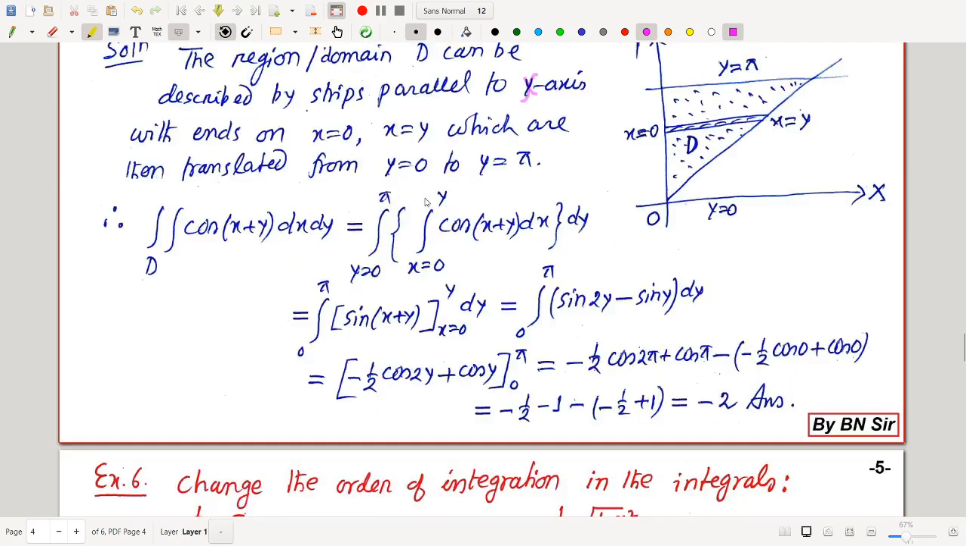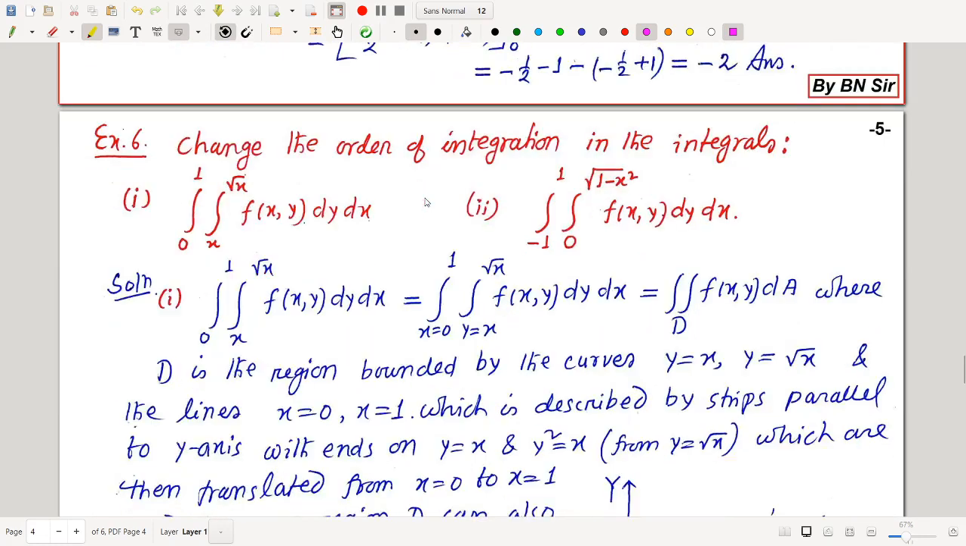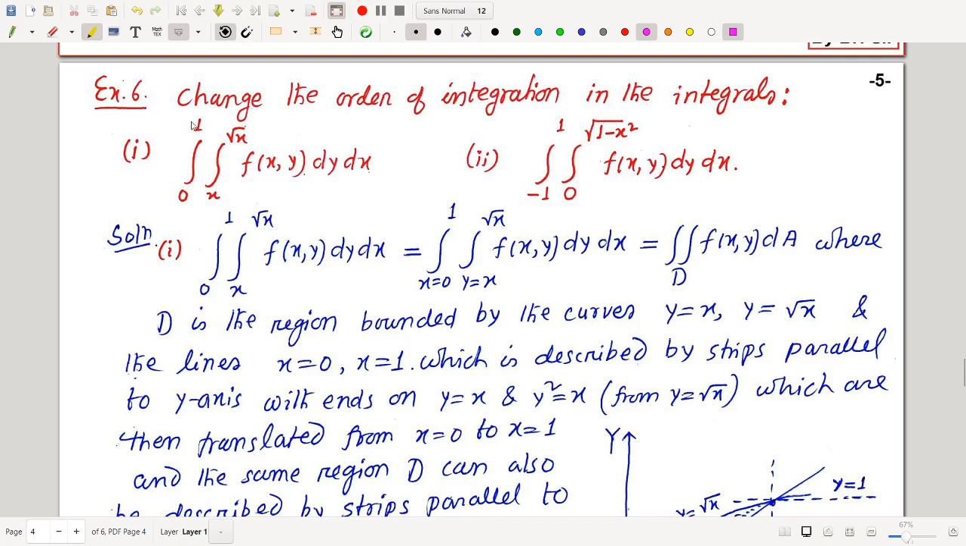Now, sometimes one integral can be found only after change of order of integration, because the integrand is special type, we cannot integrate like that. So that's why change of order of integration problem one is discussed here. So question is like that: change the order of integration in the integrals.